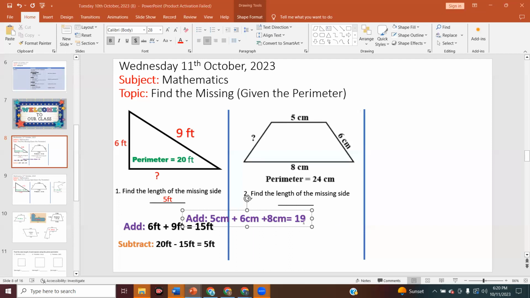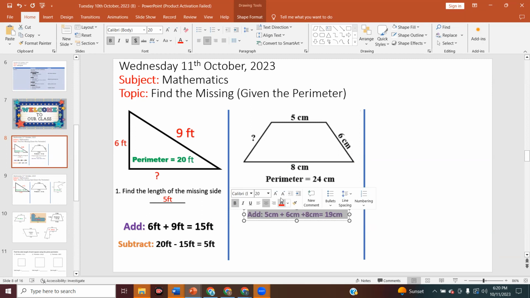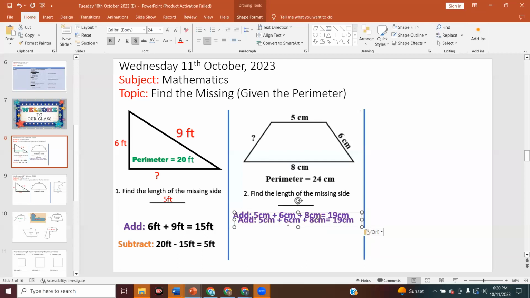Okay. So, but is that the final answer? No, sir. We have to do a next step. Okay. What's the next step? We have to subtract, right? So we have to subtract 24. What do we have to subtract? 24 subtracted by 19. Very good.